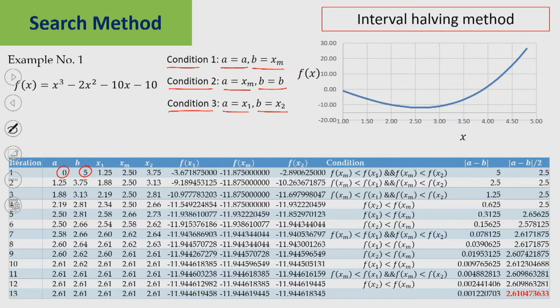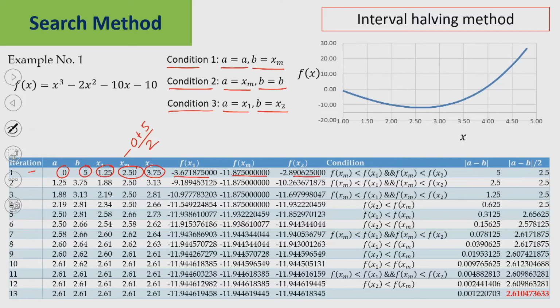So, this is iteration 1. The lower bound is 0 and the upper bound is 5, and I have calculated the midpoint. So, what is xm? xm is 0 plus 5 divided by 2, therefore it is 2.5. Similarly, I have calculated x1 and x2. Now, you calculate the function value at x1, xm and x2, and then you check which condition is true.